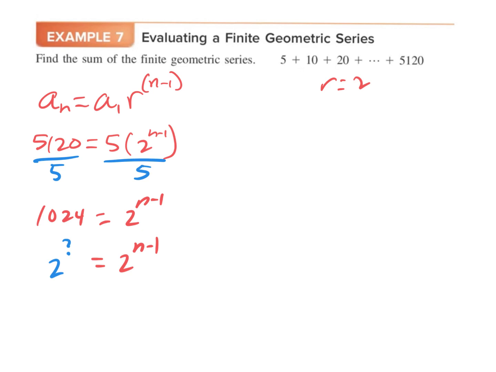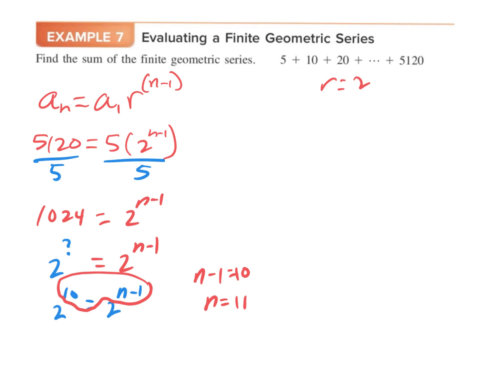Okay, so here's what this means. In order for these two things to be equal, 10 must equal n minus 1. So if n minus 1 equals 10, what does n equal? 11. There are 11 terms. So when you get to a problem like this, where you don't know how many terms there are, you're going to have to do some calculations.